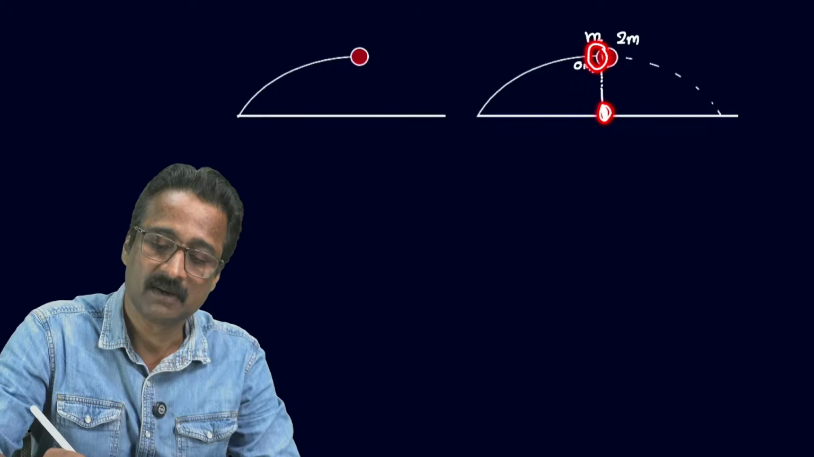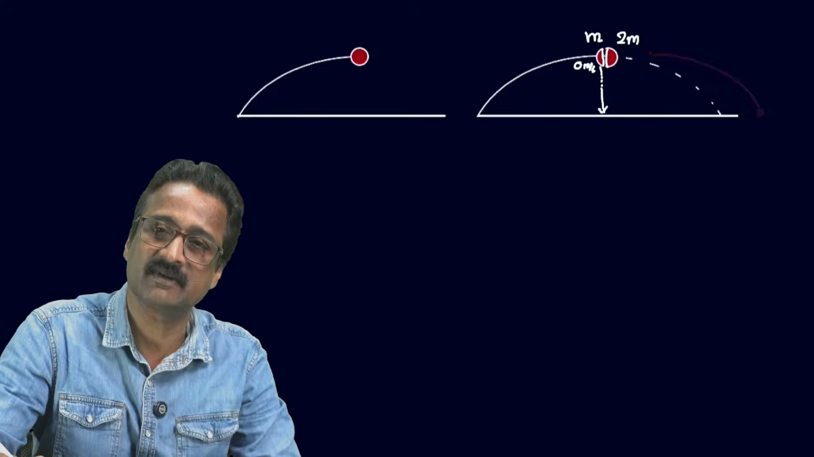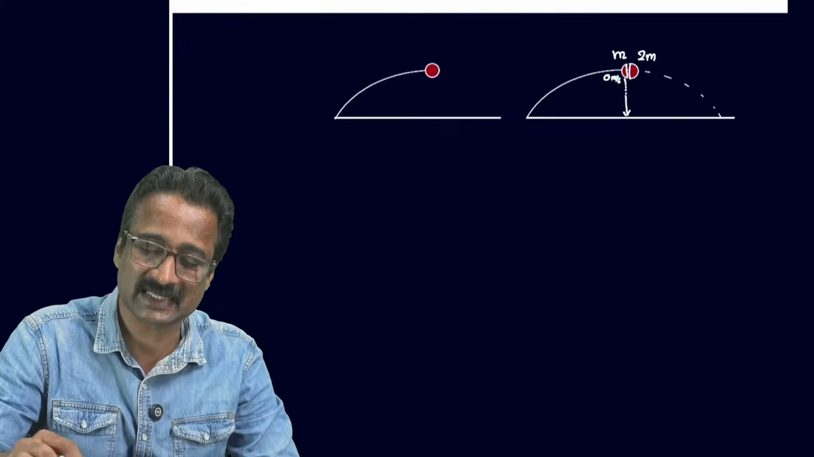Finally, in the end of the experiment, you will see that this small m is landed here. It will be here. But this 2m is still flying. It may be falling somewhere here. Chance. So I have shown that in the next figure.